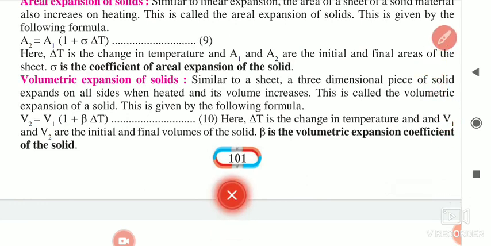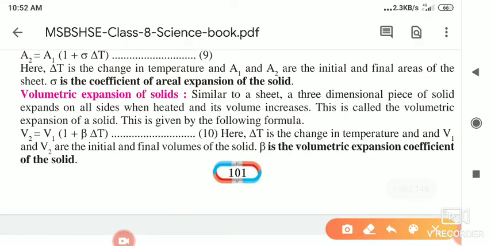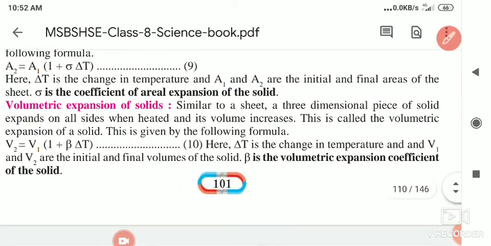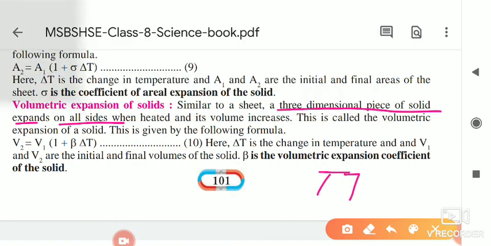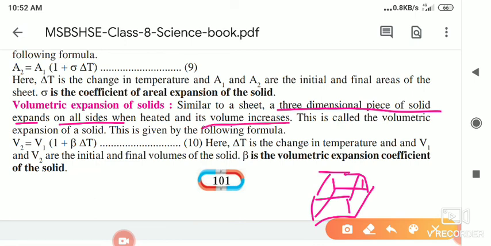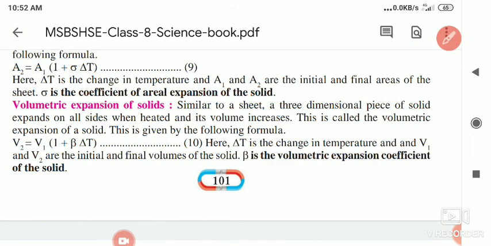Next, it is the volumetric expansion of solids. Similar to a sheet, where we find area, a three-dimensional piece of a solid expands on all sides when heated. Suppose this is a cube. When we provide heat to it, it expands on all sides, and its volume increases. This is called volumetric expansion of a solid, and it is given by the following formula.